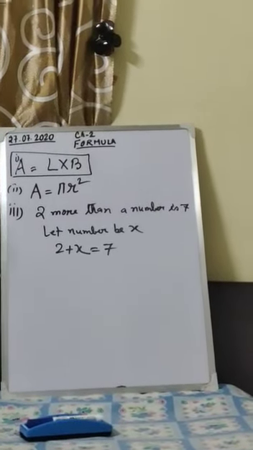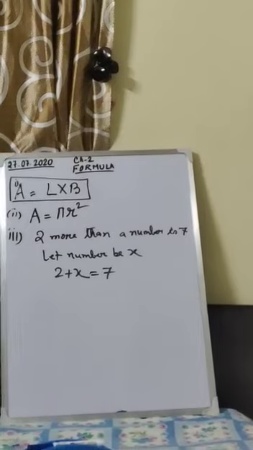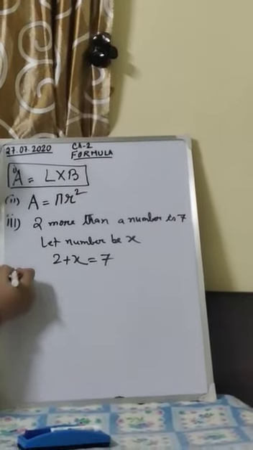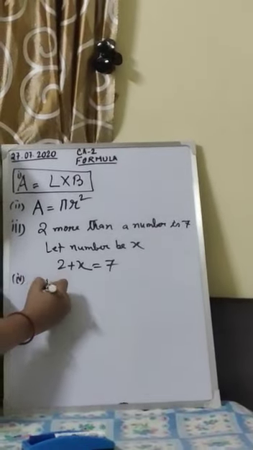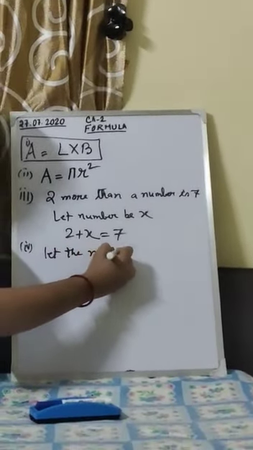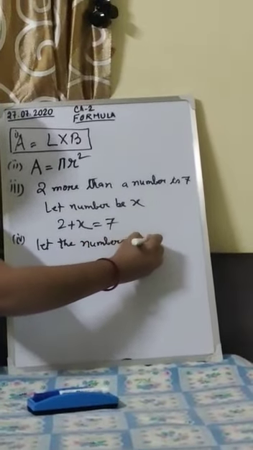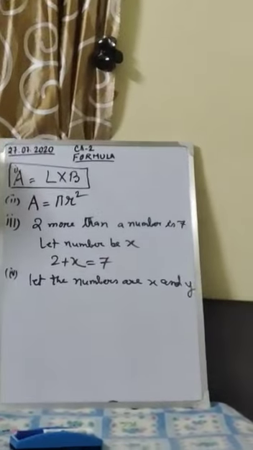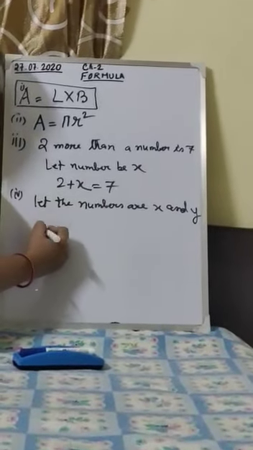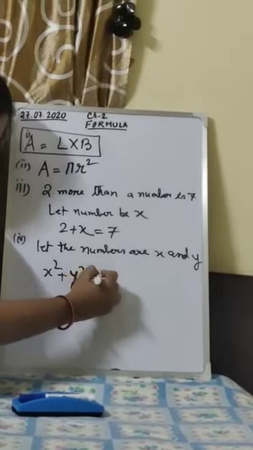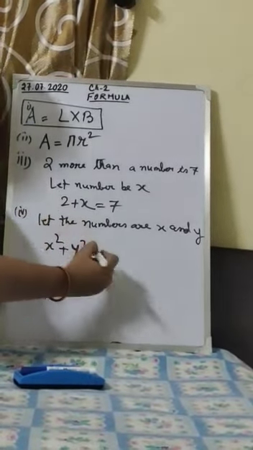Now, next is given: the sum of squares of two numbers is 100. Let the two numbers be x and y, right? The sum of the squares of the numbers is equal to 100, that is x squared plus y squared equals 100.